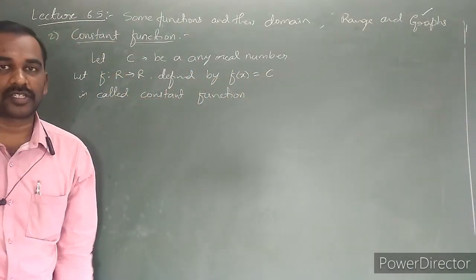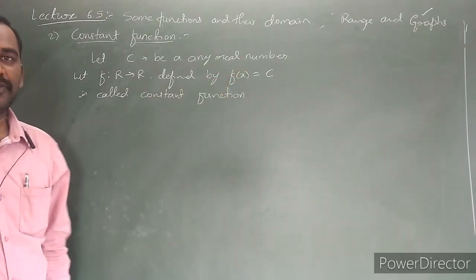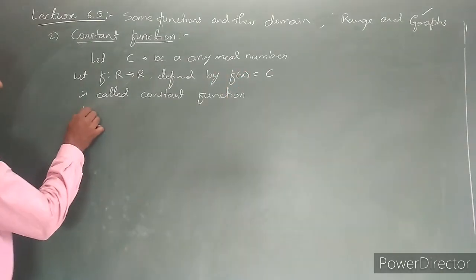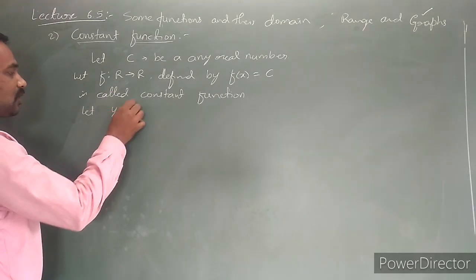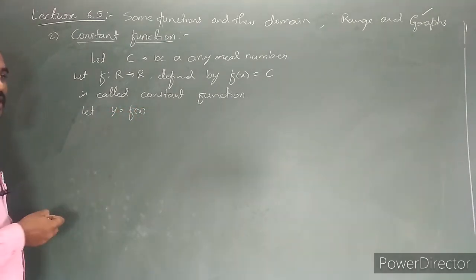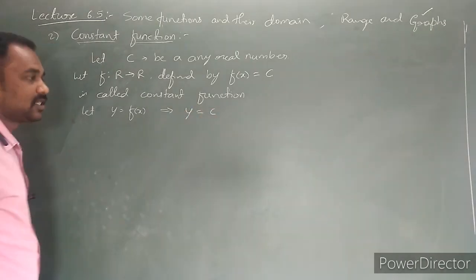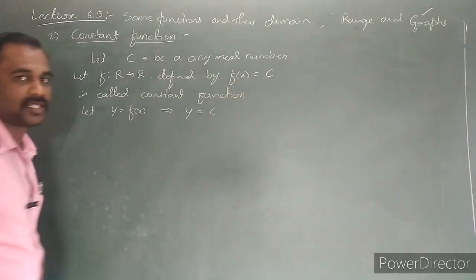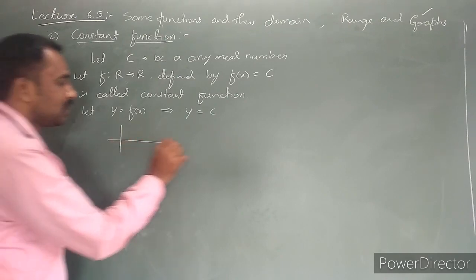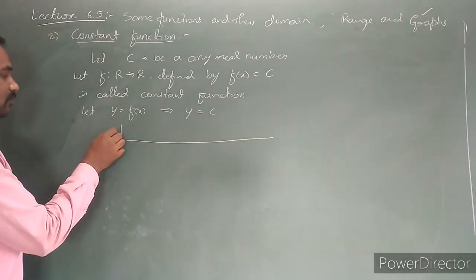E is called a constant function. What exactly is the meaning of this? Again the same thing here. Let y is equal to f of x. This is nothing but y is equal to c. Or else keep it as f of x is equal to c only. Now we are required to draw the graph of the function.